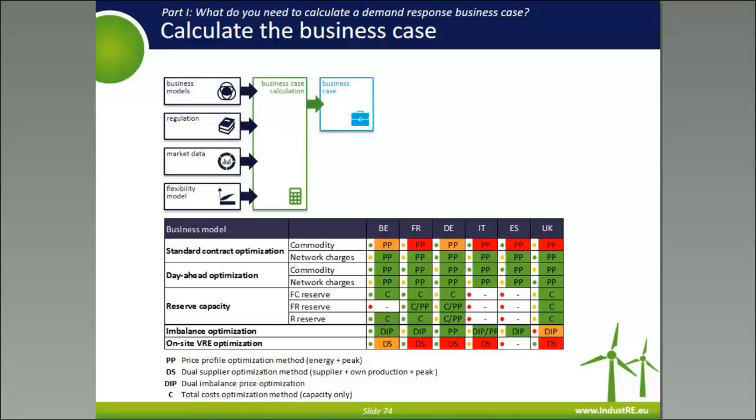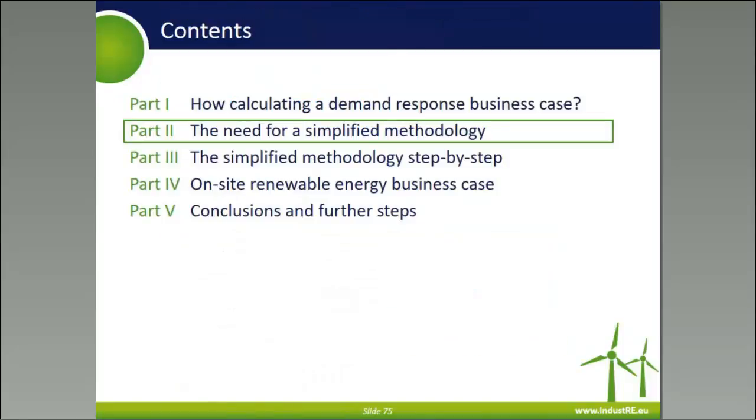You have a variable price profile, you have a P component, maybe, which is there in the network charges, but the calculation basically is the same. So we categorized and defined a couple of calculation methods. What you see is that we really, in a structural way over the different target countries, try to get all the information in place you need to calculate the demand response business cases.